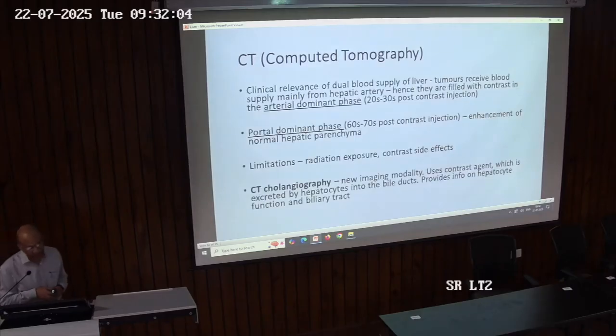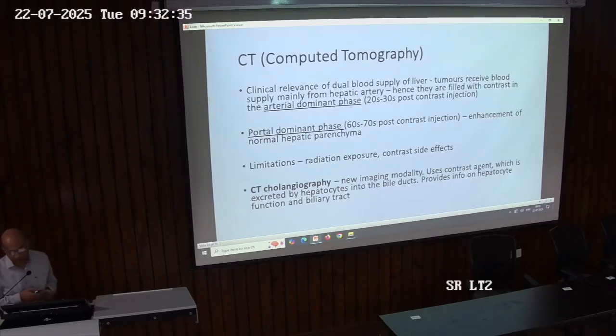It also helps us to differentiate between a tumor and a benign lesion. In a tumor, the blood supply is mainly from the hepatic artery. So immediately after injection of the contrast, the tumor becomes hyperintense, it lights up. While a normal hepatic parenchyma would become visible in the portal phase. This is a little complicated. If you want, you can skip this.